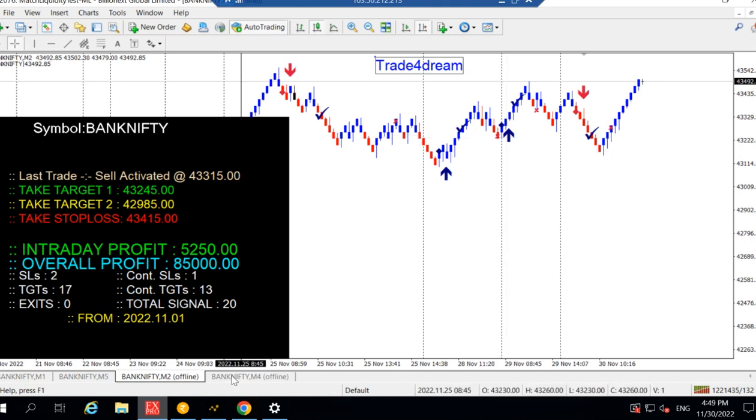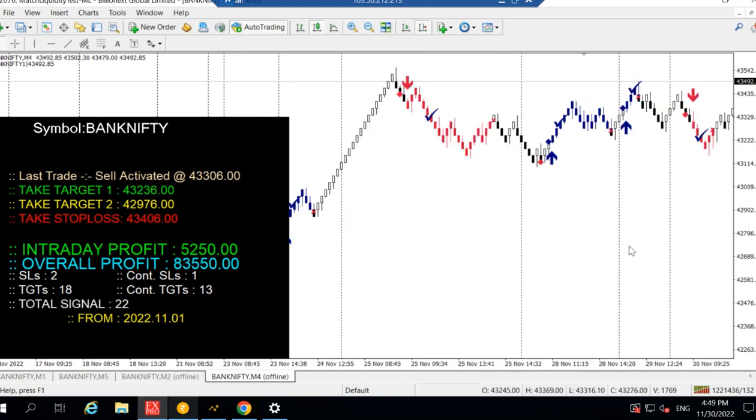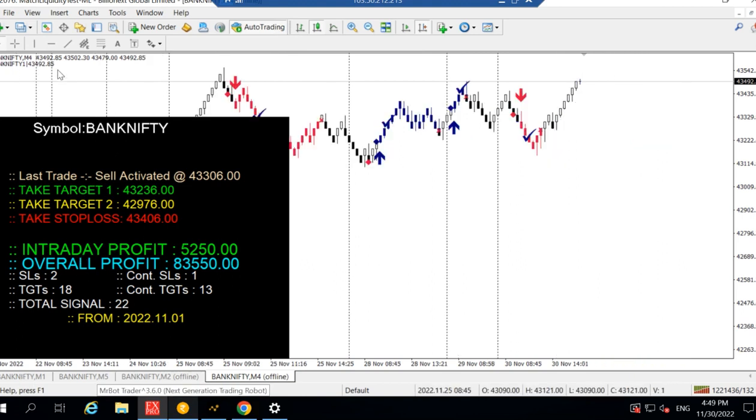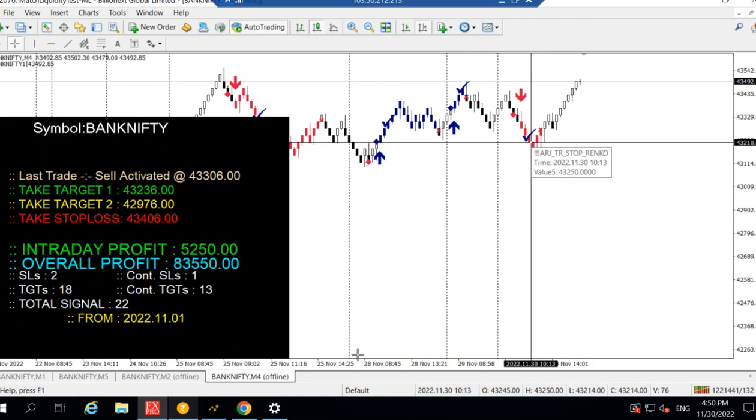Come on the next logic. Actually, we are running two different logics. So the second logic: if you check it attentively in the black box on the left side downside, you can check the entry and exit. There is a 5 to 10 points difference between entry and target, right?